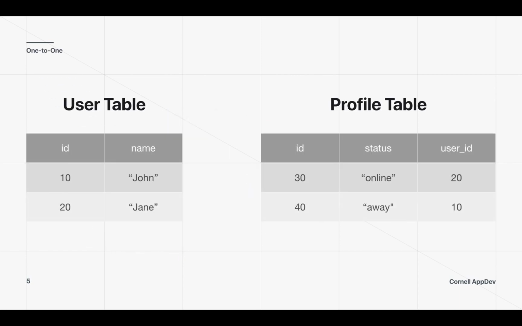First, an example of a one-to-one relationship: we gave users and profiles. As you can see, a user, John, ID 10, has one and only one row corresponding to him in the profile table, referencing him with the foreign key column user ID. Similarly, every profile has one and only one reference to a user ID, in this case number 20, referencing Jane.